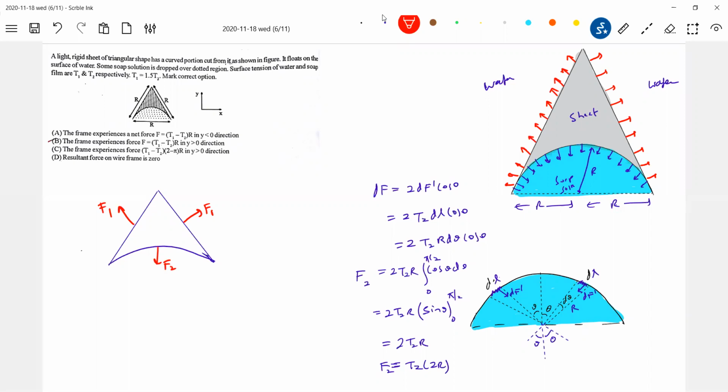What can be the angle? It's an equilateral triangle, no? R and R. So what is the angle it will make? This one. What is the angle made by this? Anybody? Angle 30 degrees? It should be 30 or 60. 60 degrees, right?